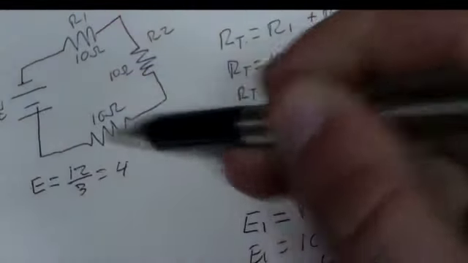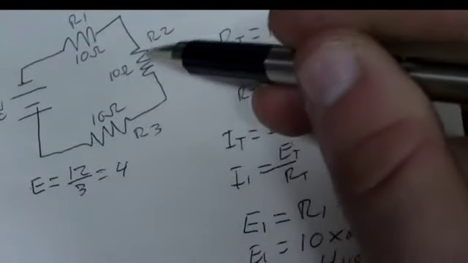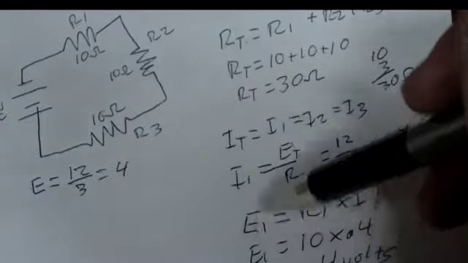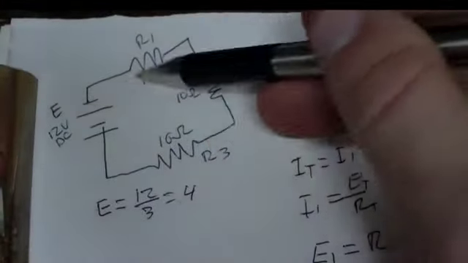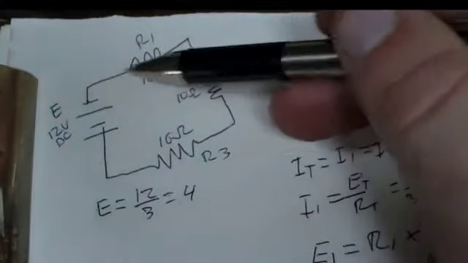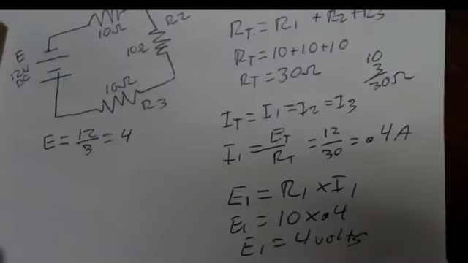And if these are different values, you just keep doing the same formula for each one. But since all three are 10 ohms, it's going to be the same across each one. Like I said, it always adds to equal your E total. 4 plus 4 plus 4 is 12. So that's your basic series circuit here.